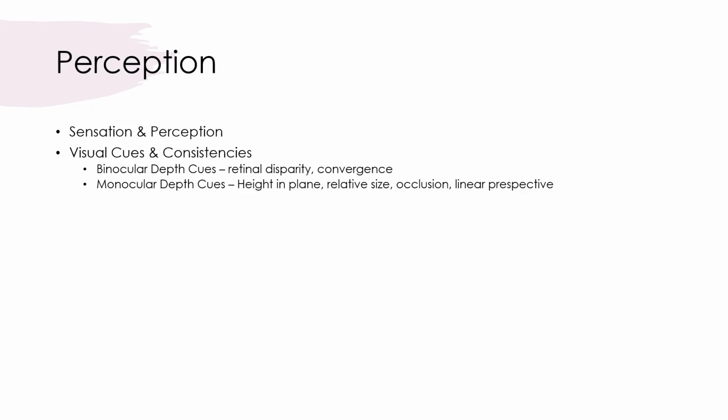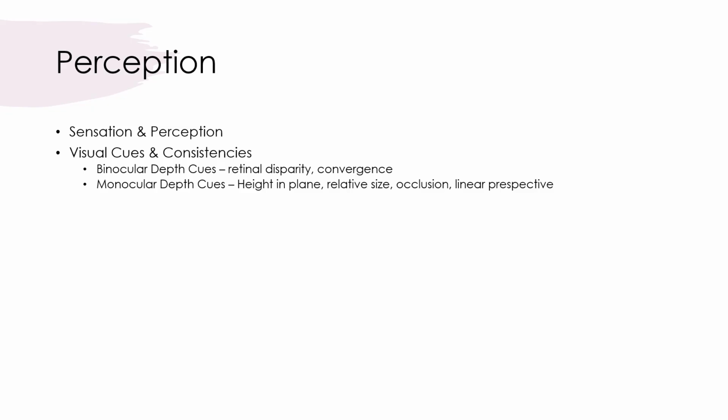And then you've got the monocular depth cues. So these are generally on 2D images. You've got height in plane. So how high up something is on an image will determine how far away it is. Normally the higher up it is, the further away it is. Relative size. So the bigger an image on a 2D picture, generally closer to the camera it would be.